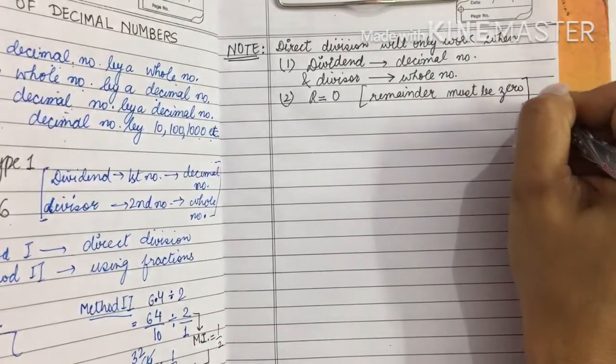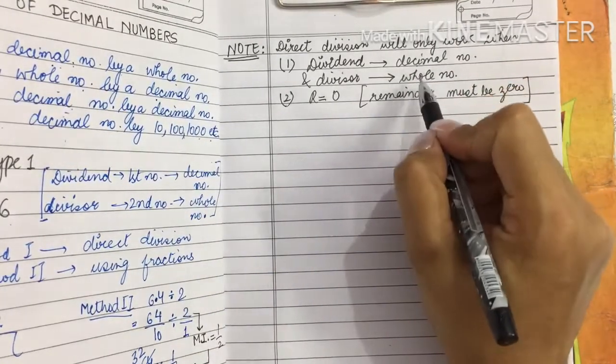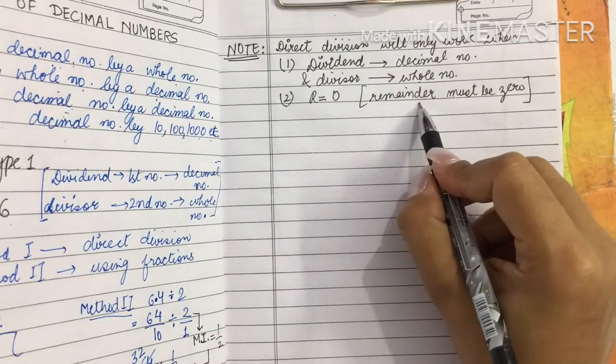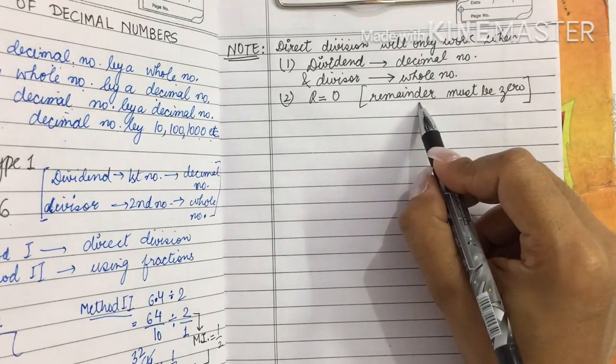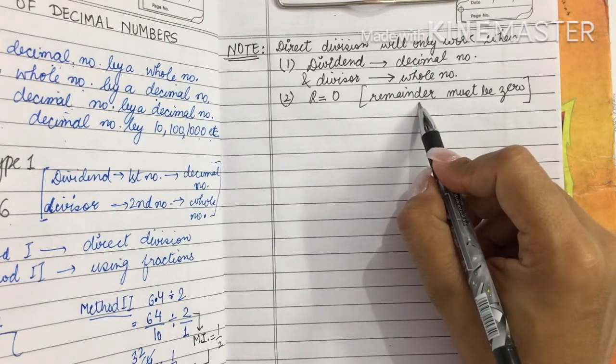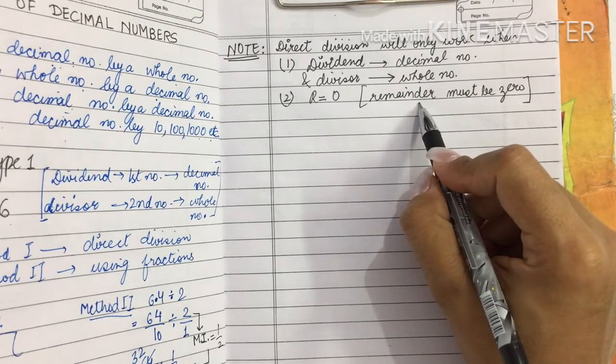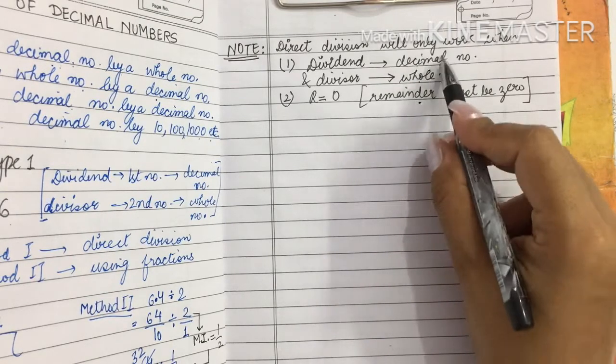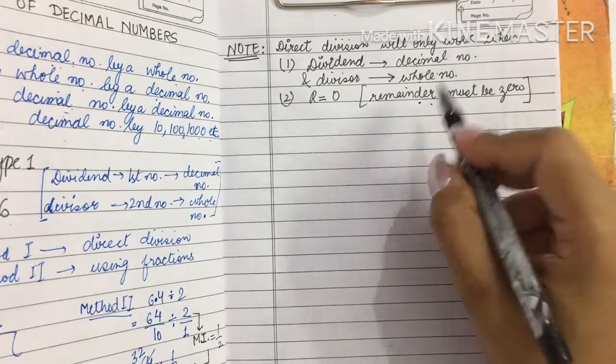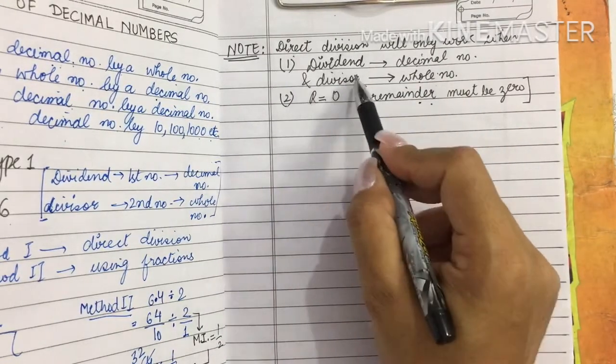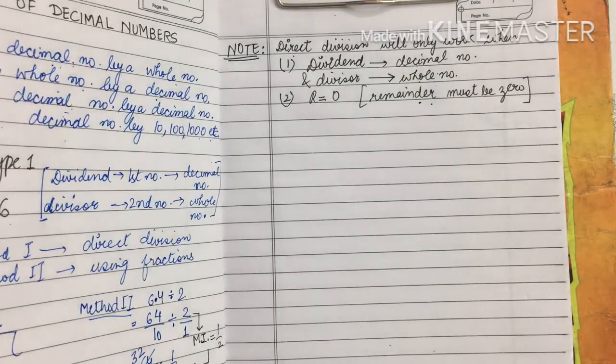When you carry out the division of a decimal number by a whole number, the remainder must be 0. If the remainder is not 0, your division is incomplete. That means you did not get the correct answer. So these are the things that you need to remember when you are using direct division, otherwise your answer will be incorrect.